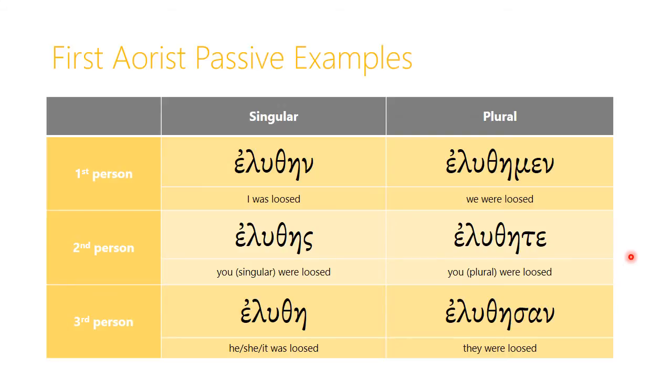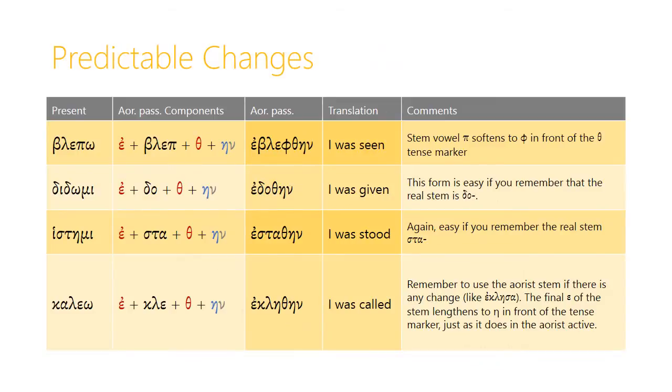Now for most verbs, that's really all we need to know. That's the aorist passive. But let's look at some of the predictable but sneaky changes that we can run into. Here we have a set of verbs that actually are regular first aorist verbs. But it's not quite as simple as connecting all of the components of the verb together, because we're going to see some changes. Particularly, we're going to have changes when this theta tense marker runs up against a consonant at the end of the stem.